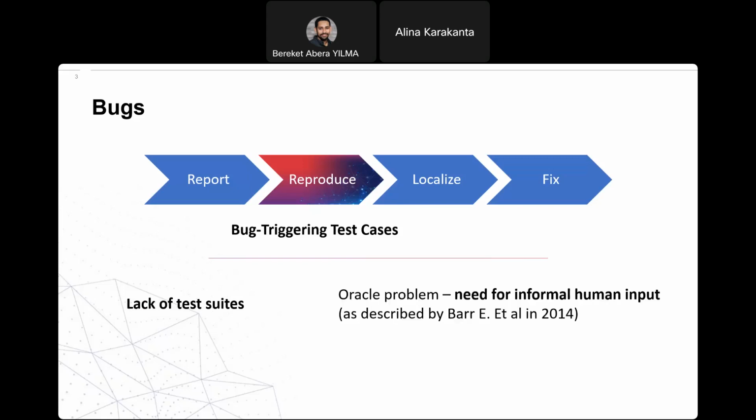For those more complex bugs, we usually still need the informal human input to clearly define what is the expected outcome that we expect from the program. So what we clearly need here is an automatic way to generate those kinds of bug triggering test cases as soon as a bug is getting reported.